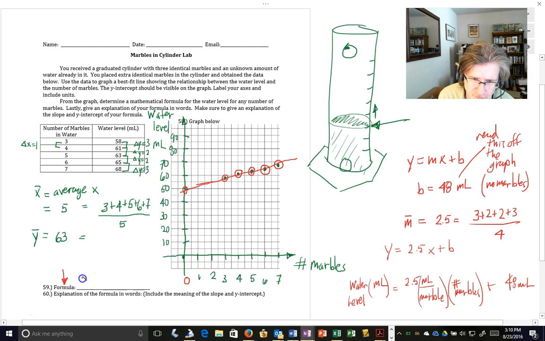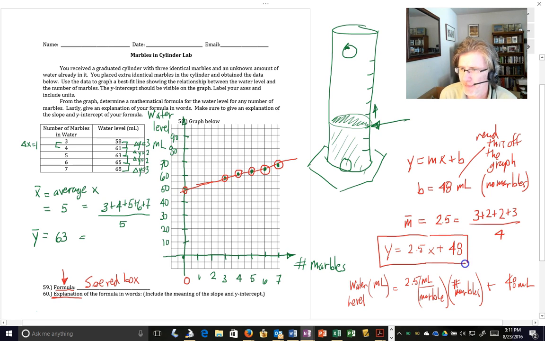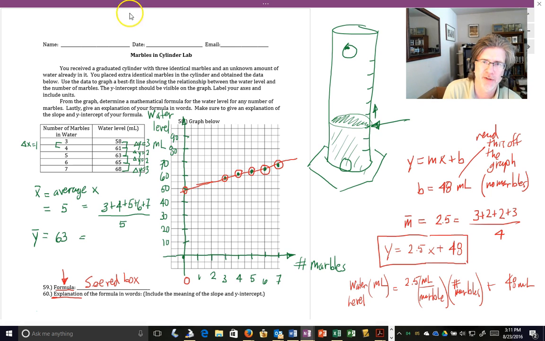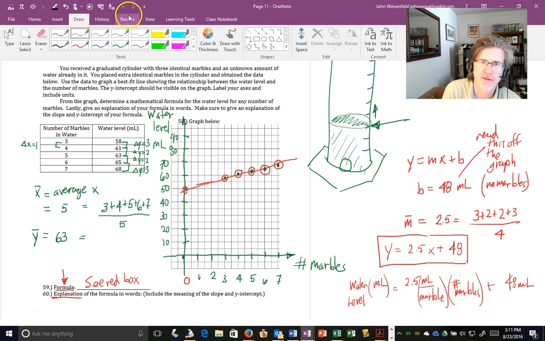So let's write it here. No, I'm not going to write it again. I'm just going to say C over there on the side. See the box, the red box. Ooh, and then they want an explanation. So I think they want this for the red box. And B, we said B was 48. And then the explanation of the formula in words, that's the full one.